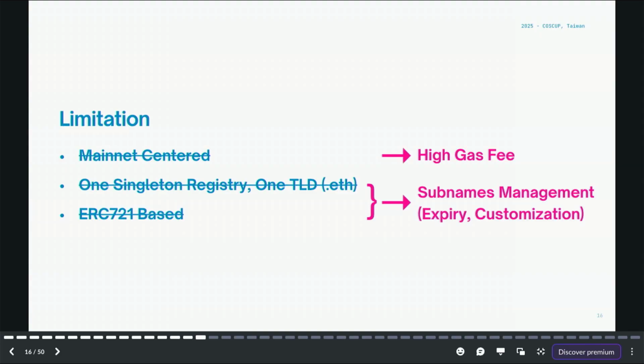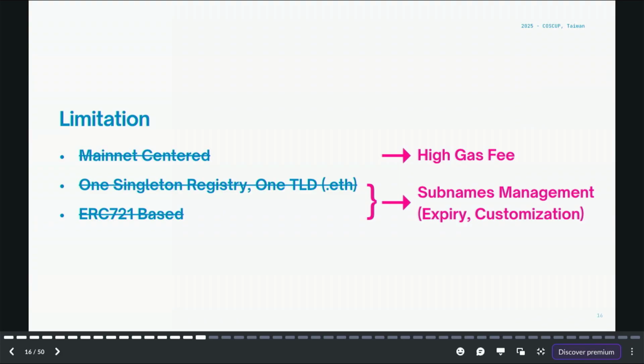But these also bring limitations to ENS v1. Since it's mainnet centered, it requires high gas fees. In a congested network situation, users have to pay a high gas fee to register their ENS name, to set records, and to do all kinds of transactions and actions. And also because it's one singleton registry, it will be a bit hard to do what we call subname management.